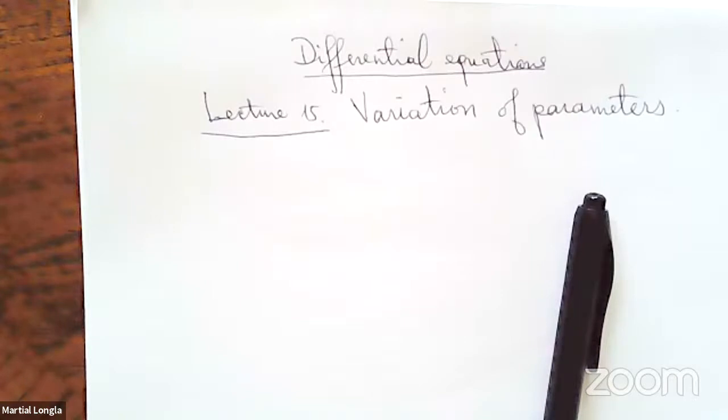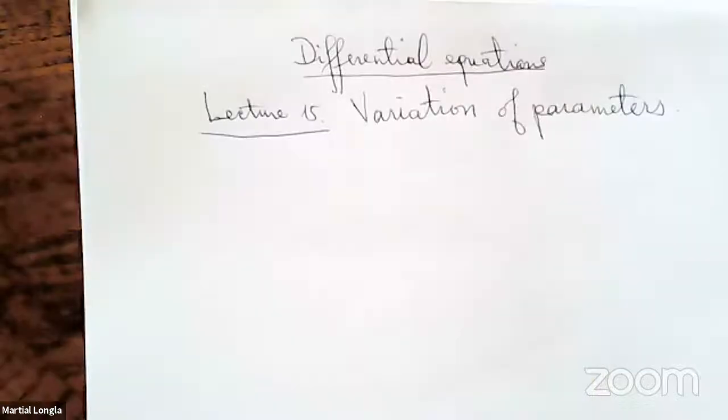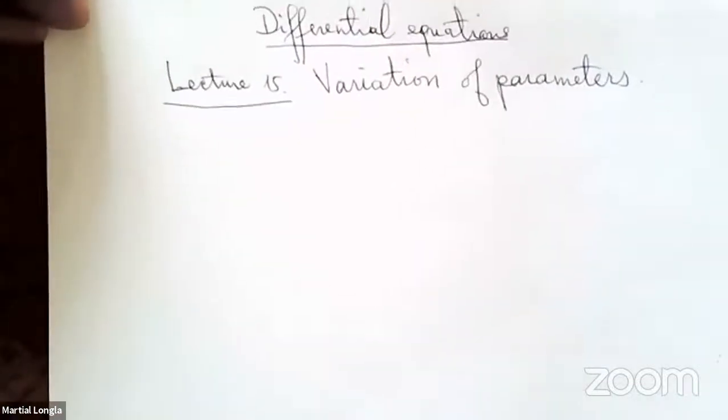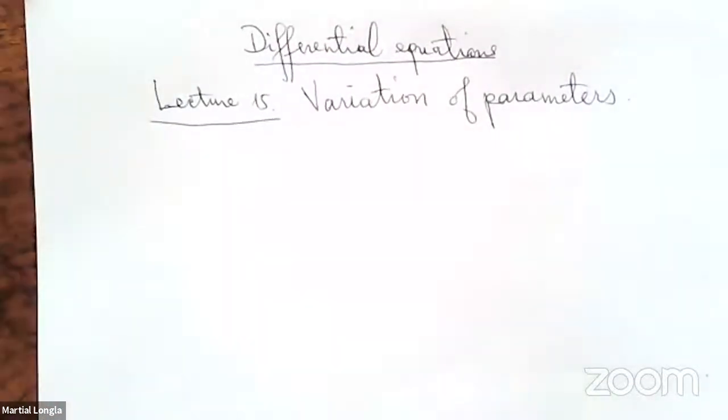So this topic is a continuation of the previous one, which was the method of undetermined coefficients. We still have an equation with fixed coefficients, but now the right-hand side doesn't have a special form, and we want to use variation of parameters to solve that problem.